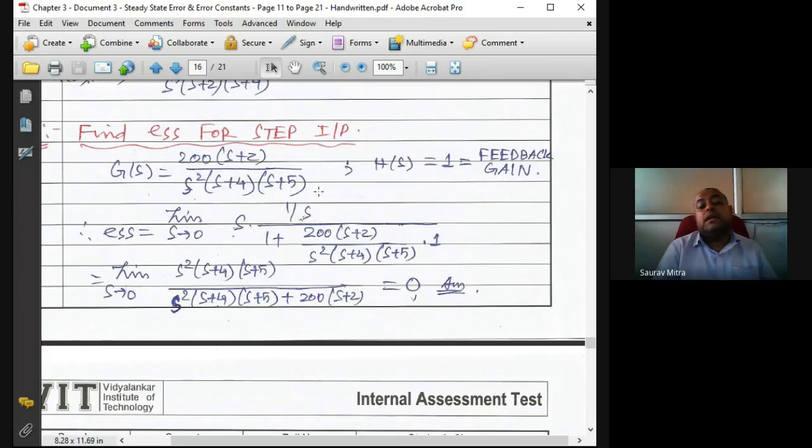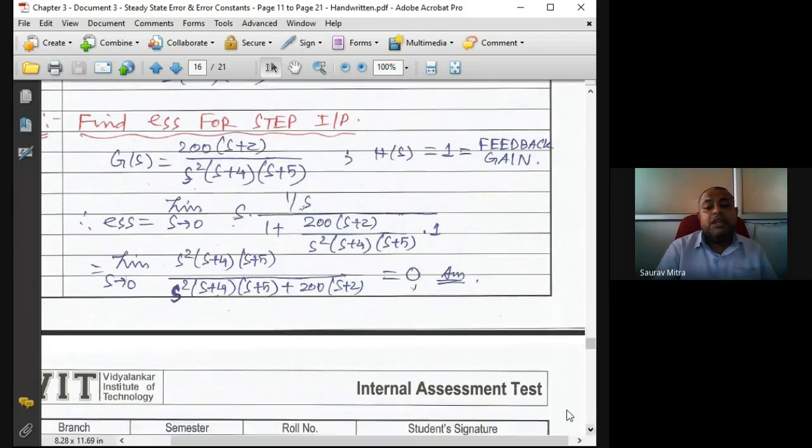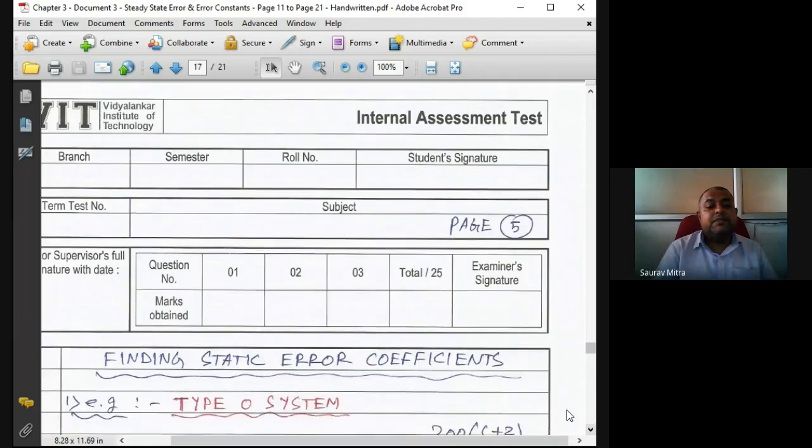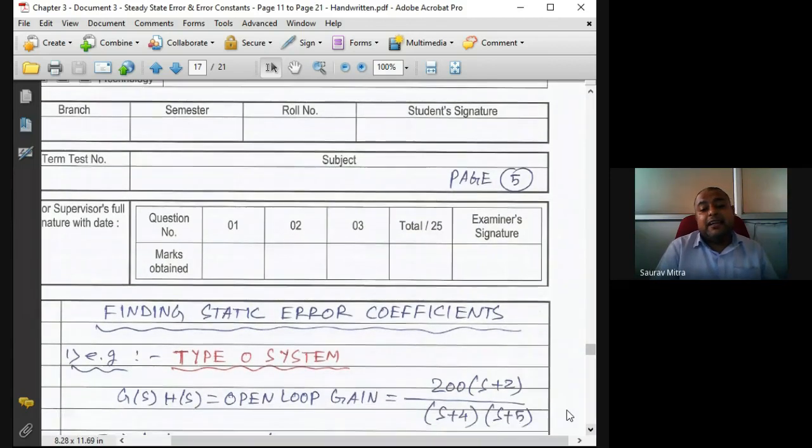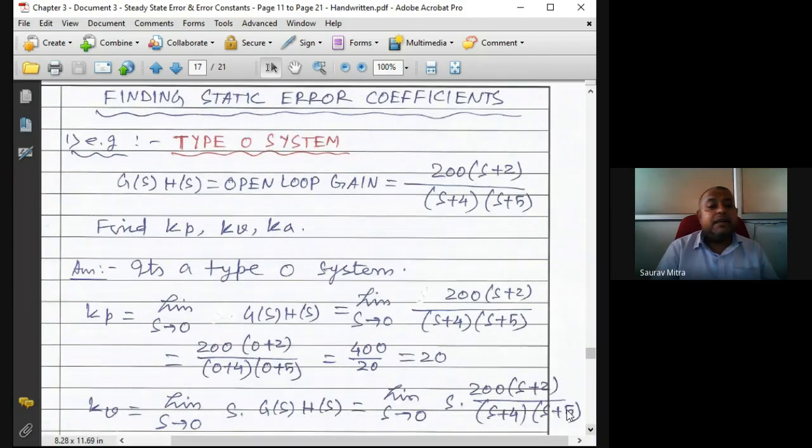S into ES. Now ES can be substituted as RS divided by 1 plus GS into HS. After that, you rationalize it, take the term above. Only because of this S square, if you're substituting S equal to 0, then the whole thing will become equal to 0. Then the steady state error of the system of type 2 will become equal to 0. It means that at t tends to infinity, the output reaches the input amplitude. This is the significance. Finding static error constant, very important numerical.